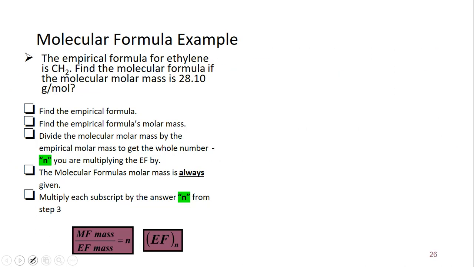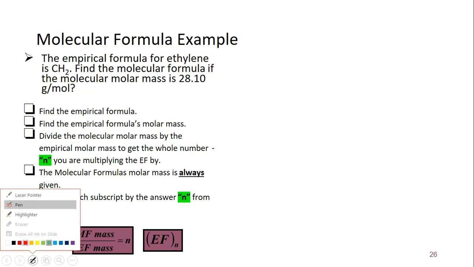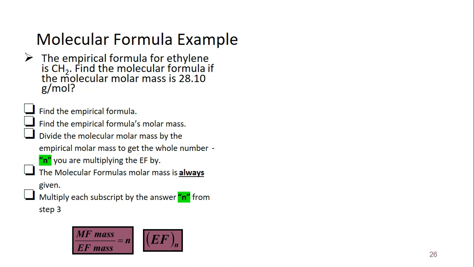Okay, so let's look at this question. I copied the instructions so you can follow along right here. All right, so the empirical formula for ethylene is CH2. So you don't know what the molecular formula for ethylene is. We know, however, that ethylene has one carbon to two hydrogens. Find the molecular formula if the molecular molar mass is 28.10 grams per mole.